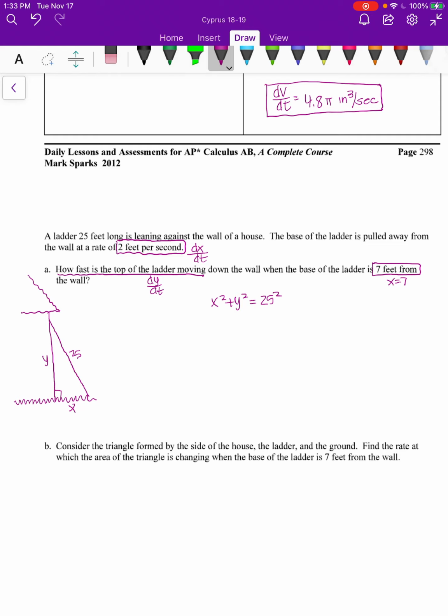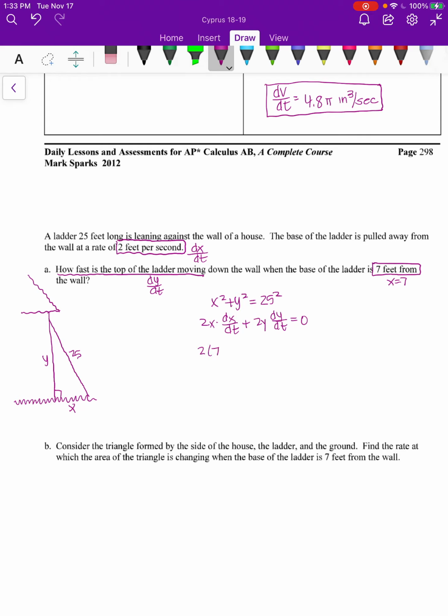I can now differentiate both sides here. The derivative of x squared is 2x times dx/dt, plus the derivative of y squared is 2y dy/dt, and then the derivative of 25 squared is 0.